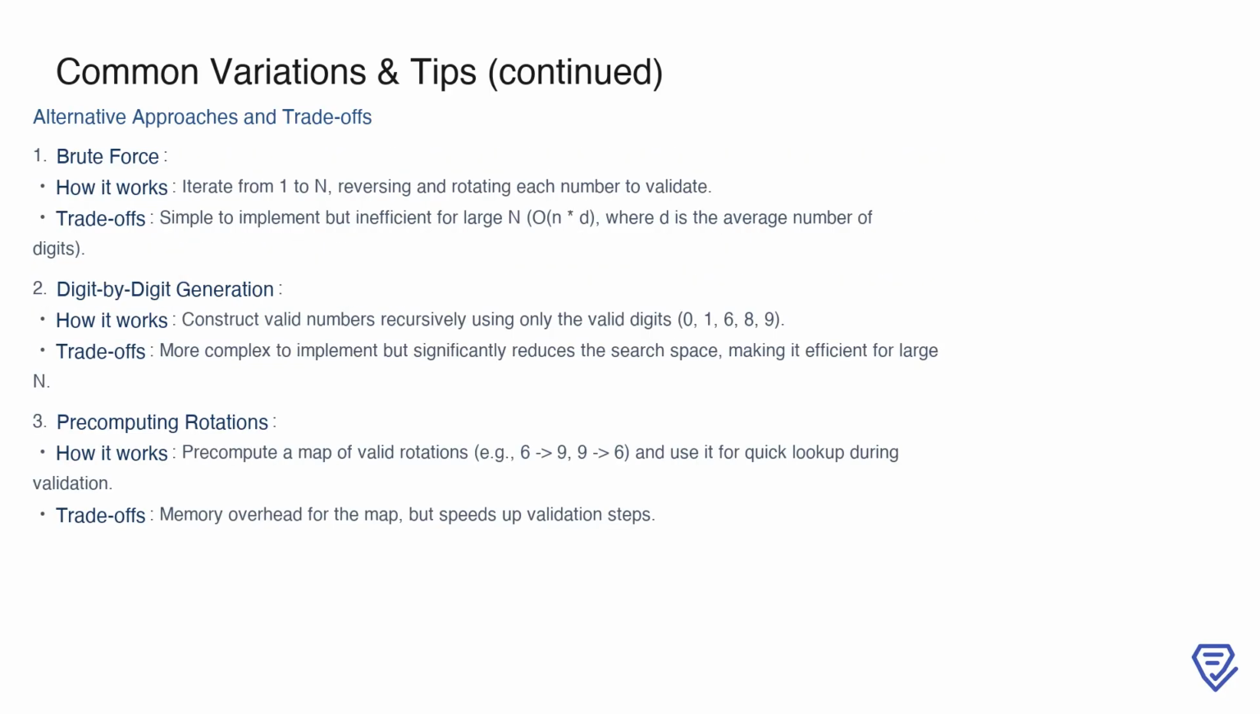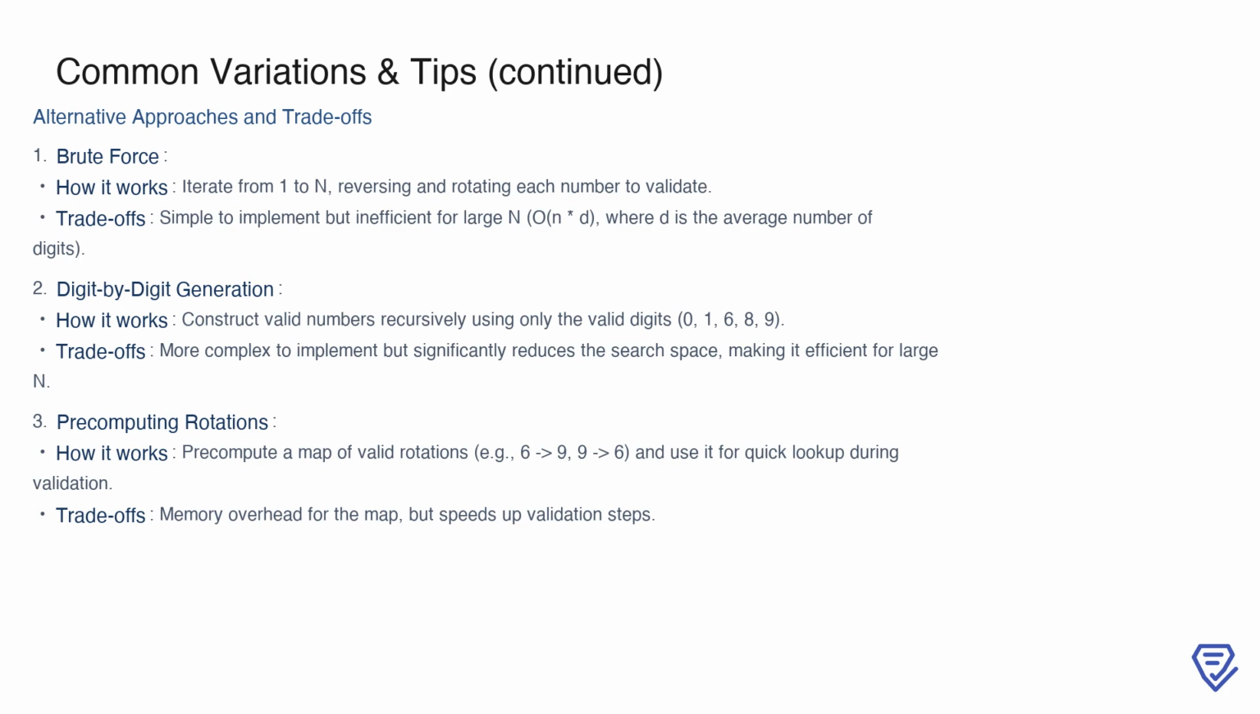There are several approaches you can take to solve this problem, each with its own trade-offs. A brute force approach involves iterating through all numbers from 1 to n, reversing and rotating each number to check if it qualifies as confusing. While this method is straightforward to implement, it becomes inefficient for large values of n, as it has a time complexity of O(n * d), where d is the average number of digits.